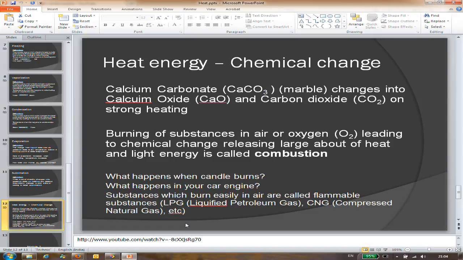Then we looked at the different changes of state. We looked at melting, freezing, vaporization, condensation, evaporation, sublimation, right? And then we looked at how the heat energy can bring chemical change. We discussed what is combustion, and that is what we discussed.